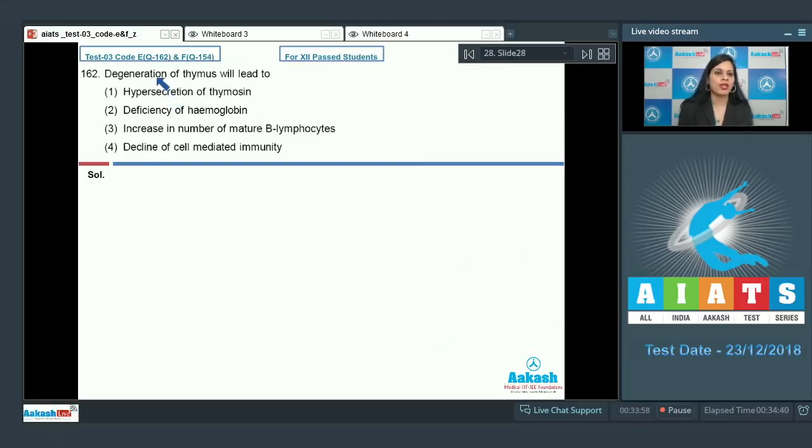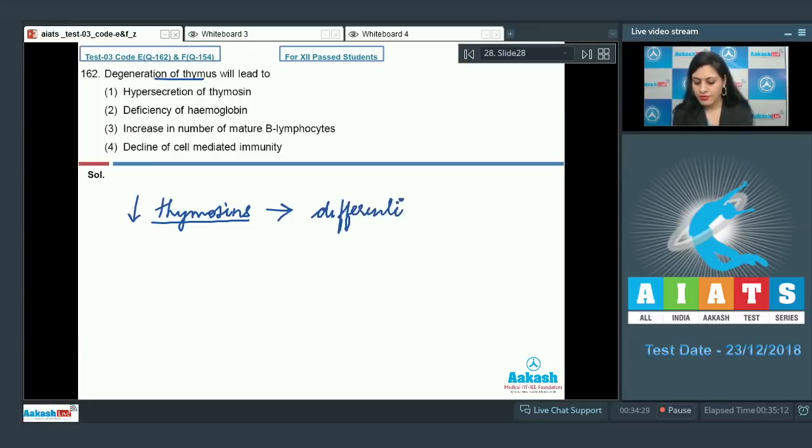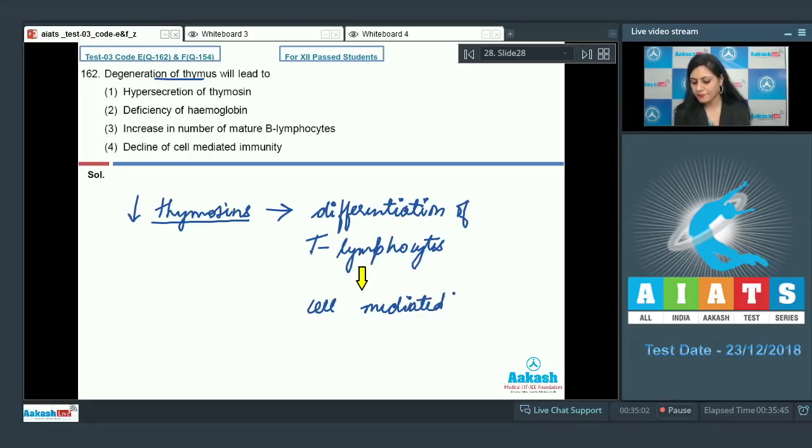Question number 162. Now, the degeneration of thymus will lead to decrease in the secretion of thymosins, and these are the hormones responsible for the differentiation of T lymphocytes. These thymosin hormones are responsible for the maturation or differentiation of T lymphocytes and thereby providing cell-mediated immunity to our body.